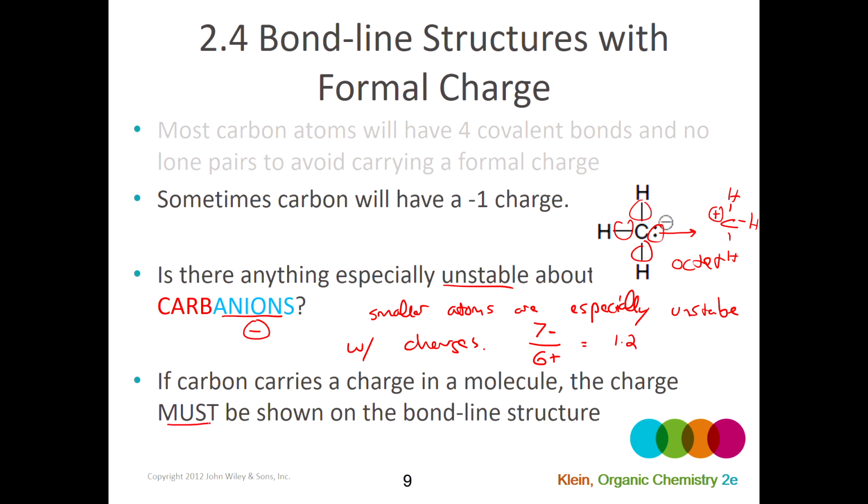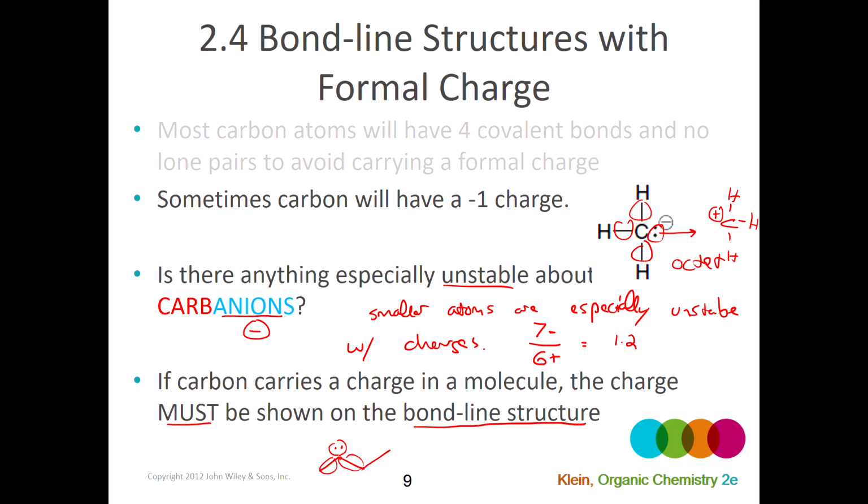You have to show the charge in your bond line structure. If I just draw a bond line structure and I don't show the charge, that's confusing. So let's talk about that a little bit. We just said if there's a lone pair and 3 bonds, it'll be negative. If I don't show the negative charge here, though, someone would assume there is no third bond. It's possible a carbon could have 2 bonds and a lone pair. That would also be neutral. So 2 bonds and a lone pair is still only 2, 4, 6 electrons around that carbon.